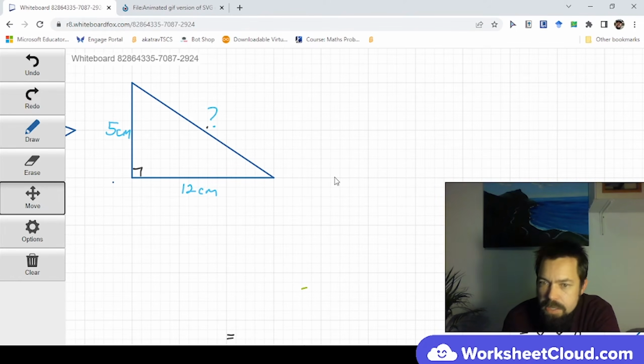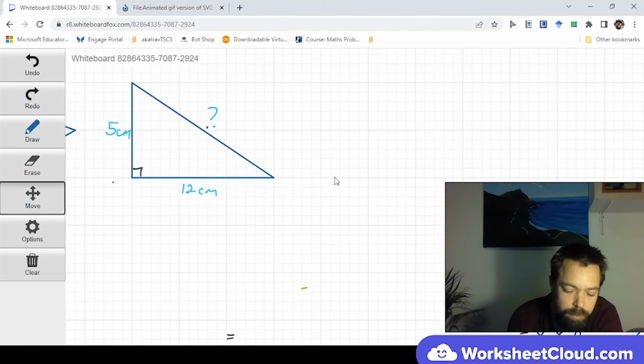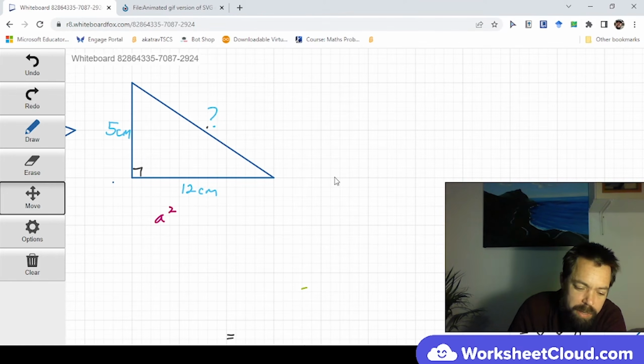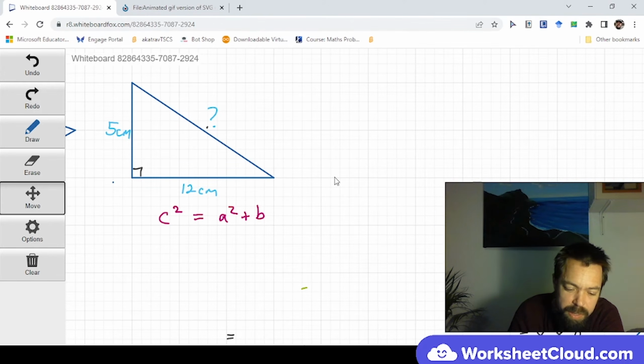I think it's a really good idea at this point in time to always start by writing down your formula. It's a good way of making sure it sticks in your mind. Because I'm looking for c, you could say c squared equals a squared plus b squared. All I've done is put c on the left, but I haven't changed anything about what I'd written. Now I put my numbers in. c squared is equal to 5 centimeters squared plus 12 centimeters squared.